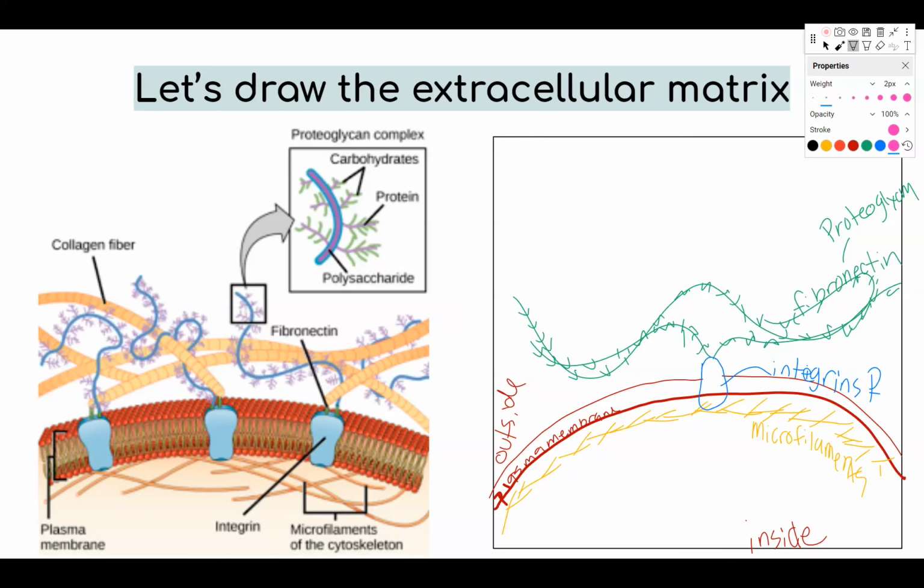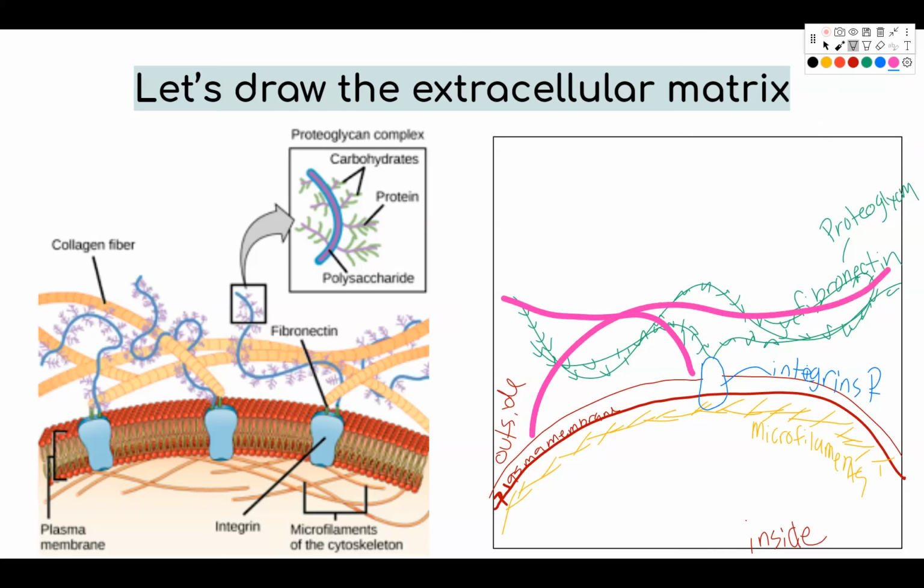Okay, and finally we have our collagen fibers. Our collagen fibers are going to be a lot larger through here. This is going to be our collagen. And then we would have another plasma membrane up here, which this whole complex is connected to, and that's how our stuff is going to be joined together. This is our extracellular matrix.